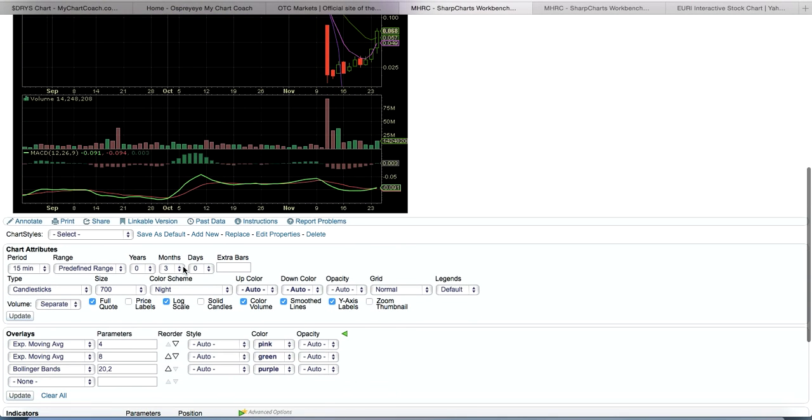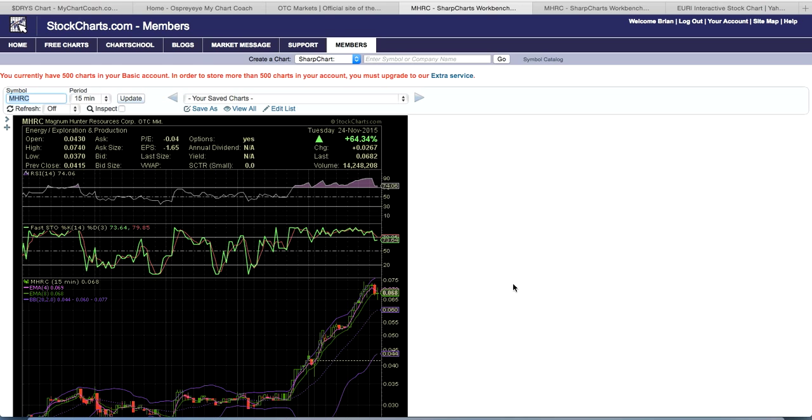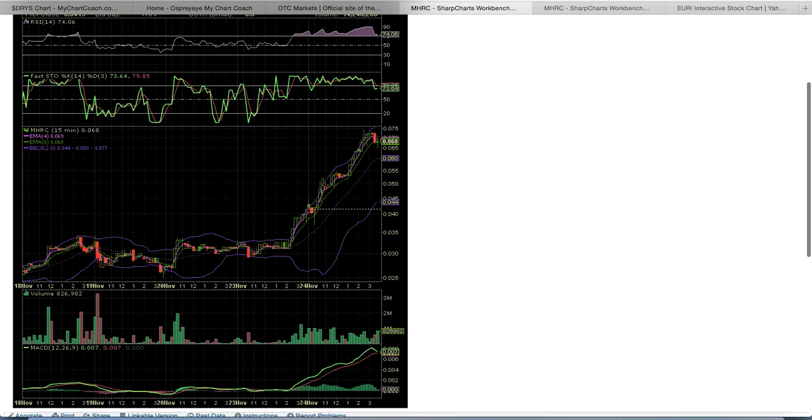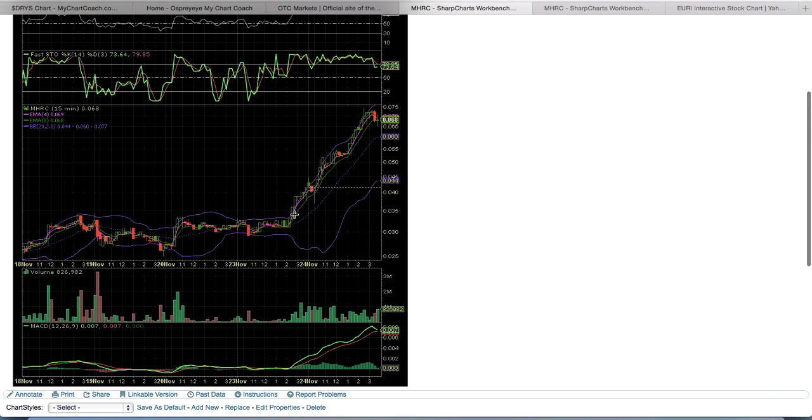and then come down here, and change this to take the months away. Put in some days. Put in 5 days, and then hit update. And then now you can see the chart. Look at that. It's just super bullish.